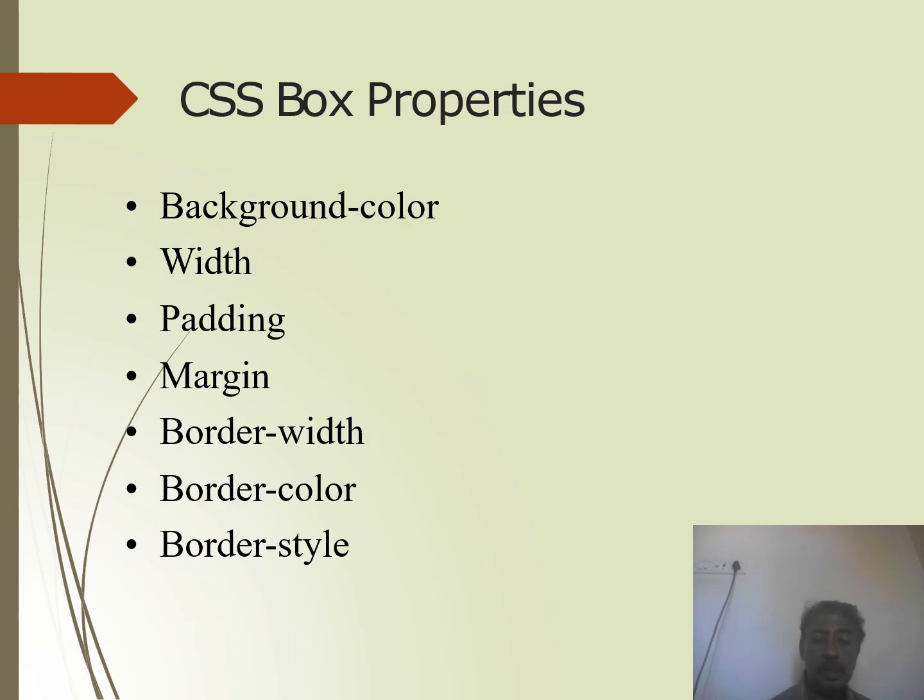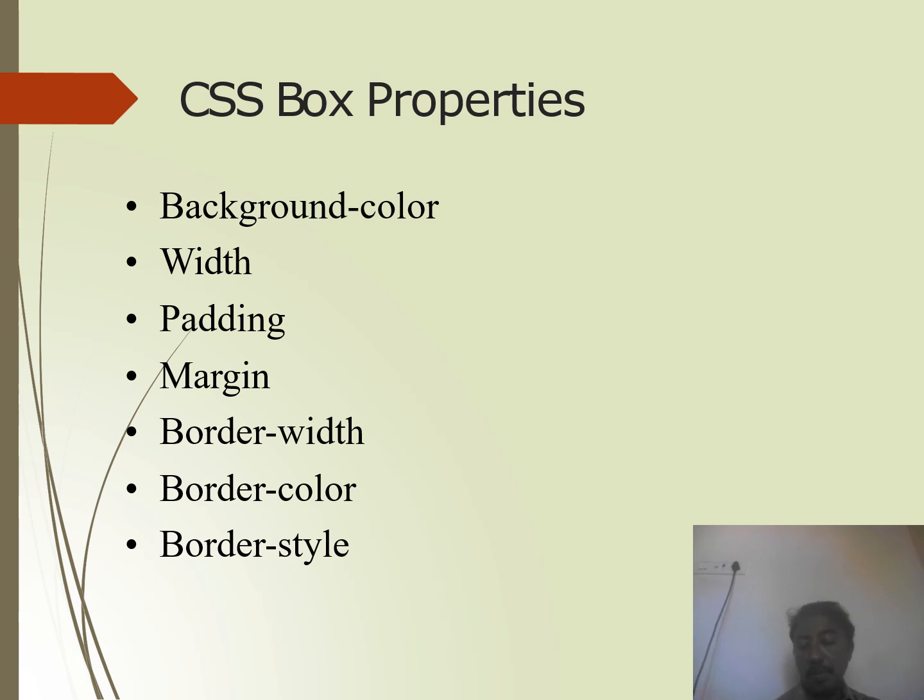Then next we will go through the CSS box properties. What are the properties? Background color property, width property, padding property, margin property, border width property, border color property, border style. These are the properties. Okay, one by one we will discuss them.